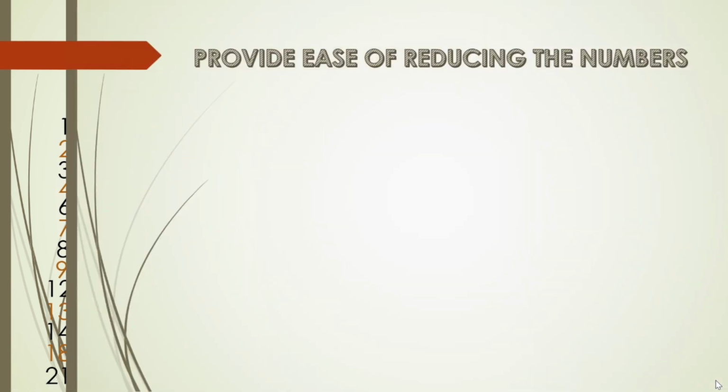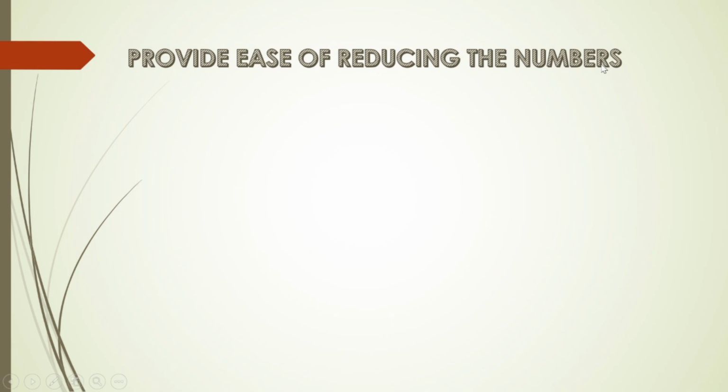The second utility is that it provides ease of reducing the numbers. We can easily reduce the numbers. Suppose we have this number and we have to reduce it. You may go for divisibility rules and try that also, but you won't be able to reduce it for a longer time, because finding a common factor to reduce them is very tough. But prime factorization helps in that, because prime factorization provides all the factors.